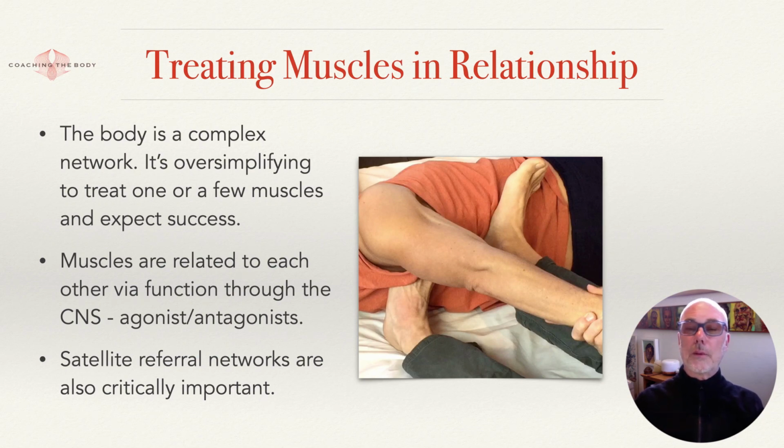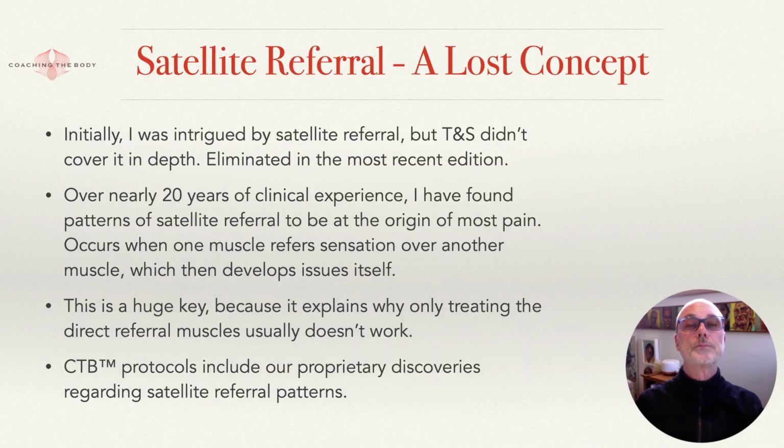And then we have something called satellite referral, which is another very important idea. Initially, I was intrigued by satellite referral in Travell and Simons, but they didn't emphasize it very much. It was kind of covered in a very spotty manner. The idea of satellite referral is that you have a muscle that refers pain over another muscle. So when the person experiences that pain over what may be a very unrelated muscle, that second muscle is likely to get problems as well. That's the basic concept. It's a fairly simple concept, but the way it plays out is quite powerful.